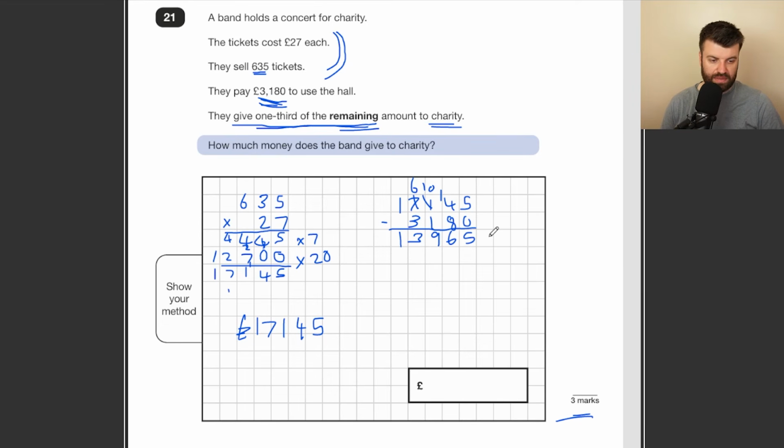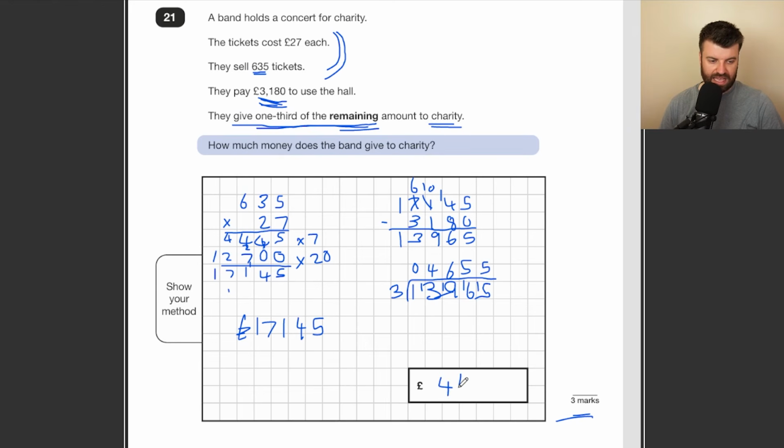Then they give 1/3 of the remaining amount to charity. Okay, well, let's find out how much they gave to charity then. So we're going to have to take 13,965. And we're going to divide it by 3 because we want 1/3. That's how much they're going to give to charity. 3's into 1 don't go. The 1 goes over. 3's into 13. 3, 6, 9, 12. 4 times with 1 left over. 3's into 19. 3, 6, 9, 12, 15, 18. Goes 6 times with 1 left over. Oh my God, we've got 1 left over again, I think. 3's into 16. Go 5 times with 1 left over. Finally, 3's into 15. Go exactly 5 times.